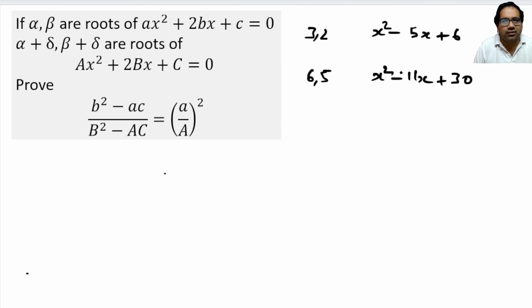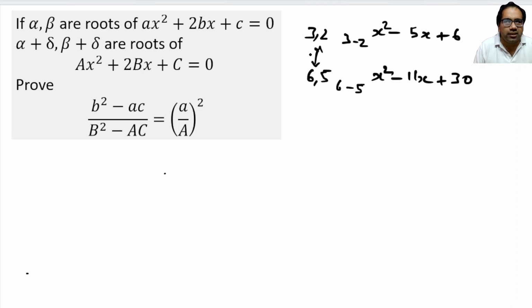We have to find some relation between the coefficients here and here. Then first we have to find the relation between these two roots, alpha, beta and alpha plus delta, beta plus delta. How are these related? For example, here 3 minus 2 equals 1 and 6 minus 5 equals 1, whatever delta that you are taking.